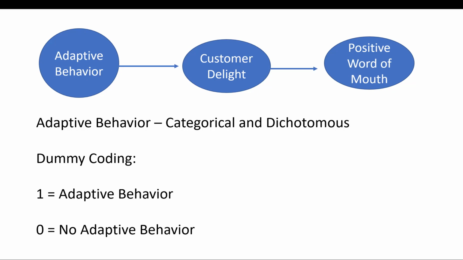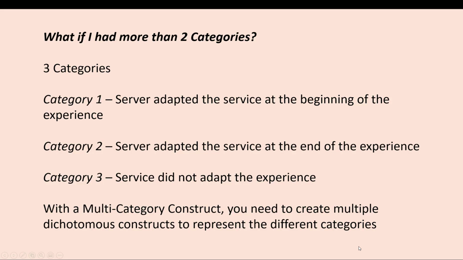The problem, though, is what happens if there are more than two categories? Because I don't have a 1-0 anymore, and you're not going to dummy code it into a 2-1-0, because that's problematic. So let's say we had 3 categories instead of 2 with that adaptive behavior. Category 1 would be that the server adapted the experience, but just at the very beginning. So we want to see, does it matter when you adapt the experience? Not just presence or absence, but when it even takes place.